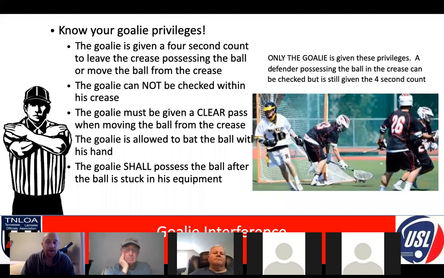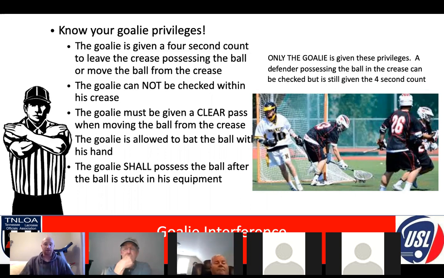If any other player on the field gets the ball stuck in their equipment, we award that via alternate possession. If the goalie gets it stuck in his equipment, the defense is going to get that ball. Only the goalie will be given these privileges. A defender possessing the ball in the crease can be checked, but is still given the 4-second count.